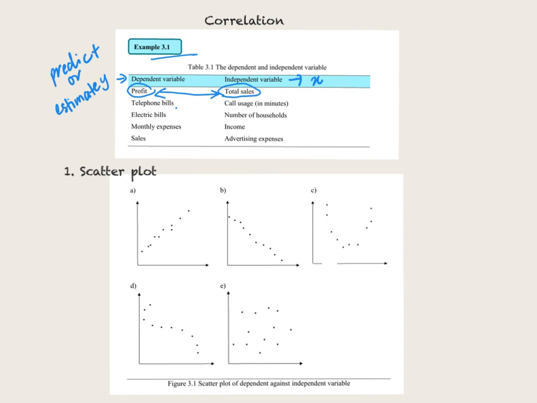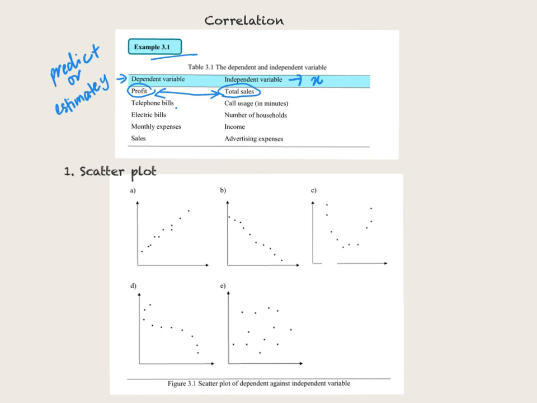The correlation analysis actually measures the strength of a linear relationship between dependent variable y and independent variable x. And then we can use it to identify whether there is a strong, weak, moderate, or no relationship between variables. So the first method that we have here is graphical display, or scatter plot.